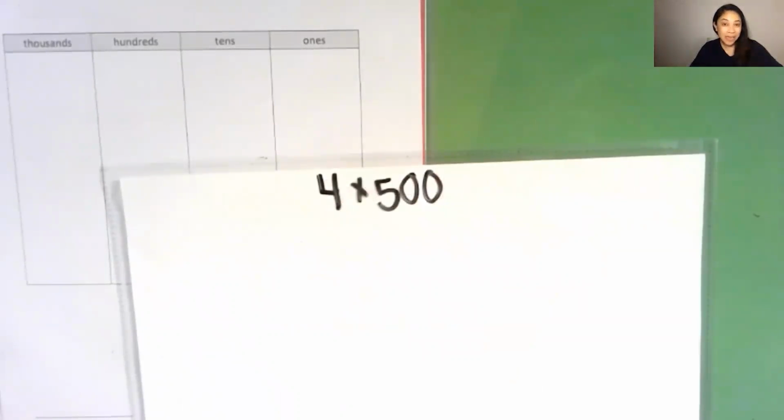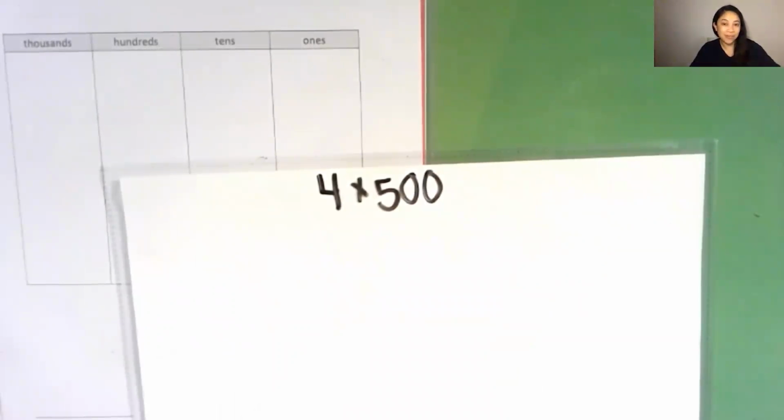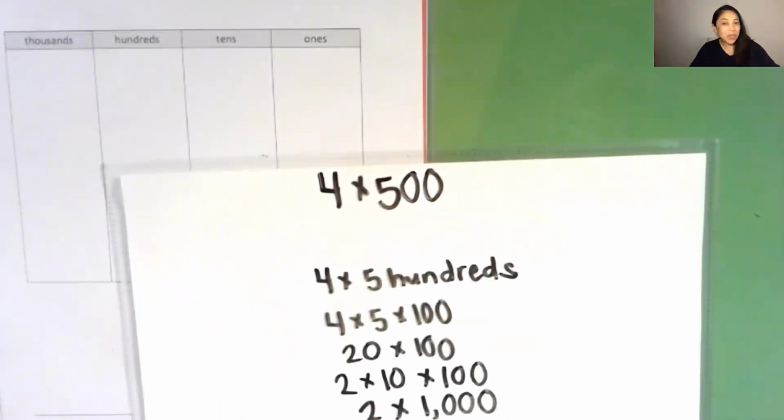Our last problem together is the following: 4 times 500. I'd like you to pause the video here to do two things. First, I'd like you to think of different ways that you can express 4 times 500. Then, I'd like you to solve 4 times 500. I'll be here when you get back. Take a moment now to compare your expressions with mine. And what is the product of 4 times 500? 2,000.